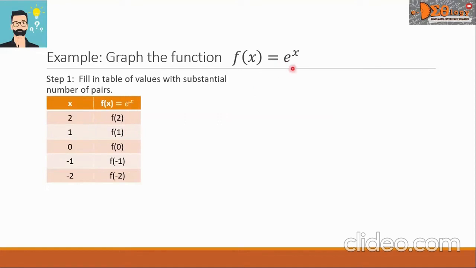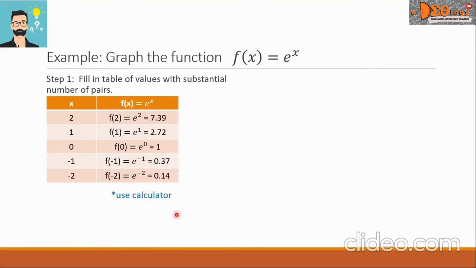So given our function here as e raised to x, we will copy it here. It means to say, when we evaluate f of 2, we will have e squared. For f of 1, we will have e raised to 1. f of 0 equals e raised to 0. f of -1 equals e raised to -1, and f of -2 equals e raised to -2.